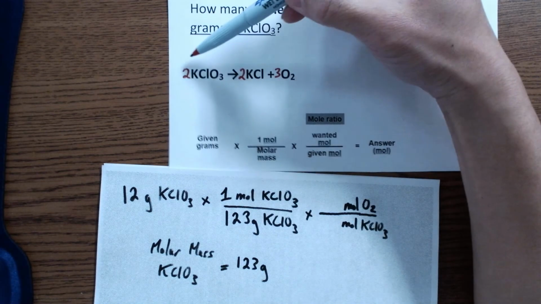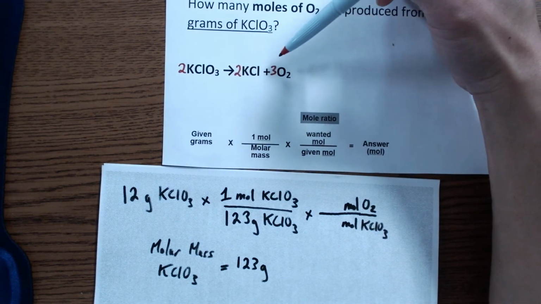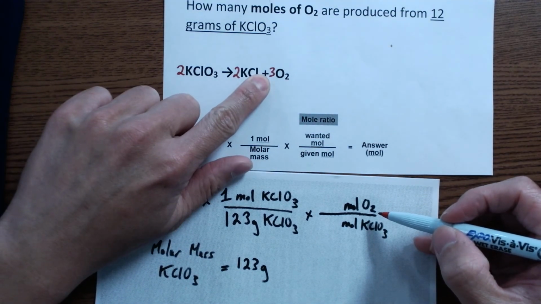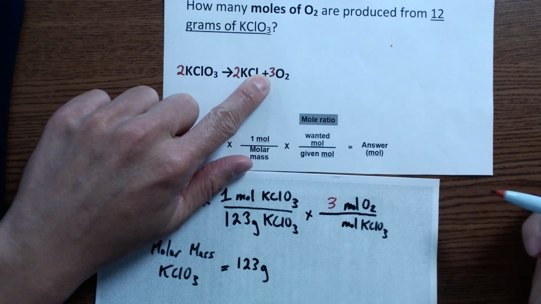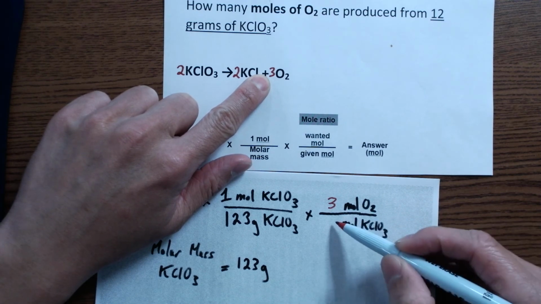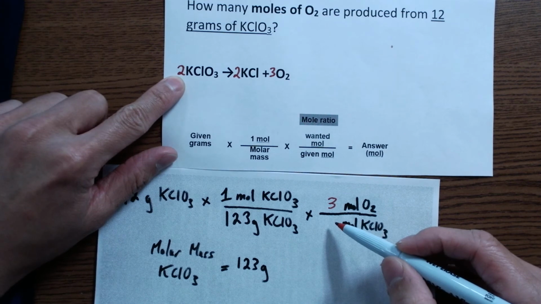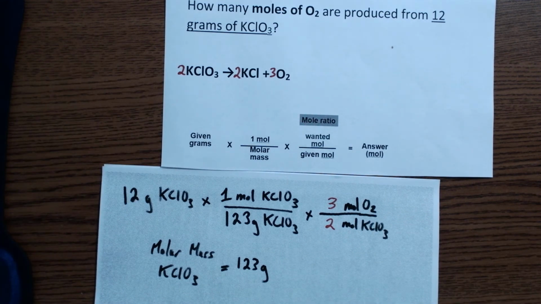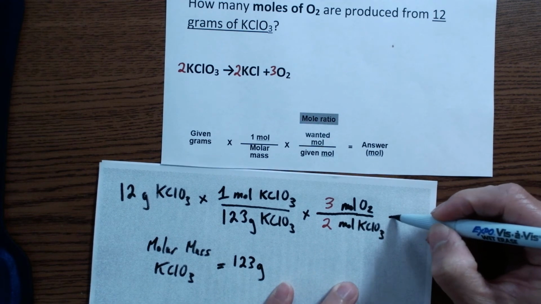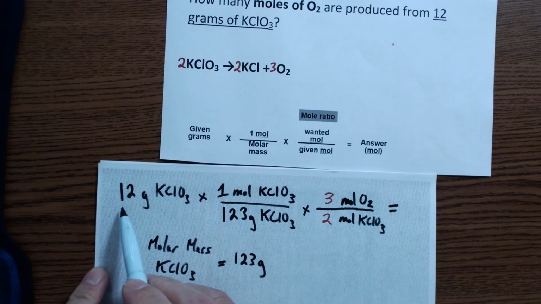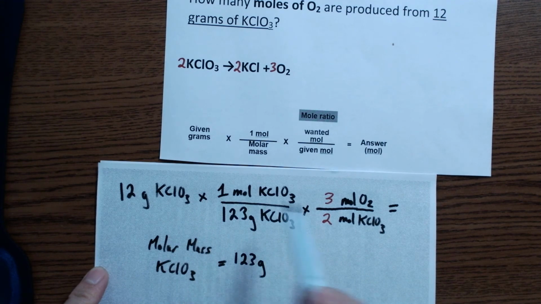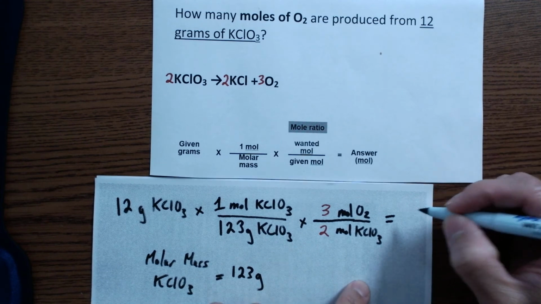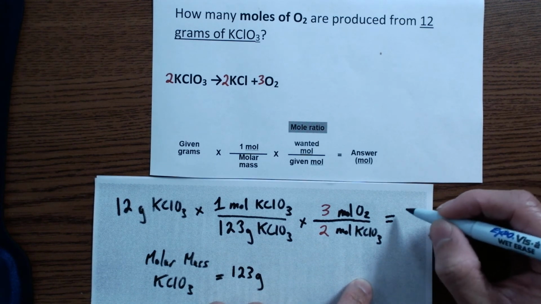Okay. And of course, the next part is going to be your ratio. Your ratio comes from your balance equation, okay, the coefficient. So if I have O2 here, this is going to be my ratio. So I put 3 on the top, and the bottom is going to be your KClO3. So it's going to be a 2 over here. Okay. So now we're gonna do your math. Okay, it's gonna multiply across on the top. So we'll take 12 times 1 times 3, which will give me 36.